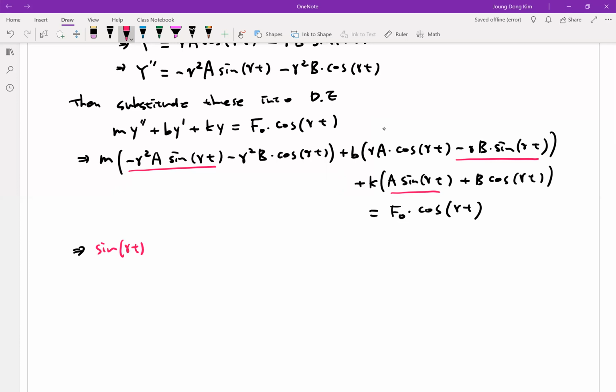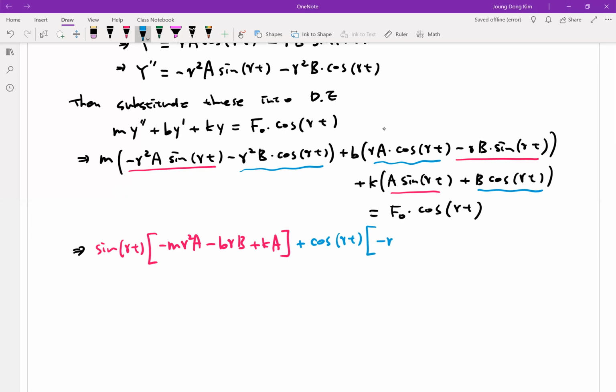Sine gamma t times minus m gamma square A minus b gamma B plus kA, that is what I wanted. And then the second part, I'm talking about the cosine function part. Let me get everything. This will be multiplied by cosine gamma t, and we have minus m gamma square B plus b gamma A plus kB, and that is equal to F0 cosine gamma t.